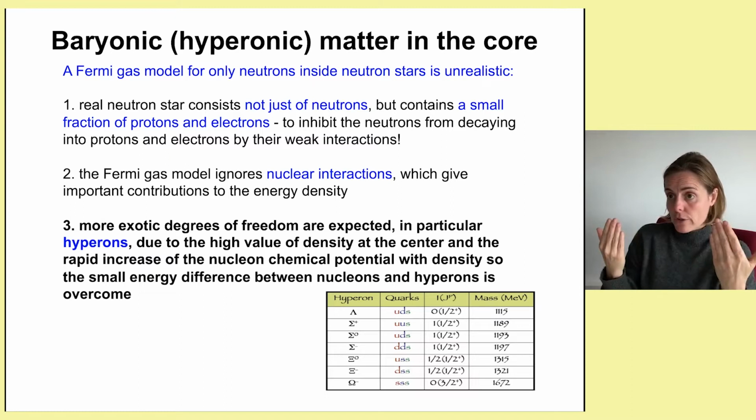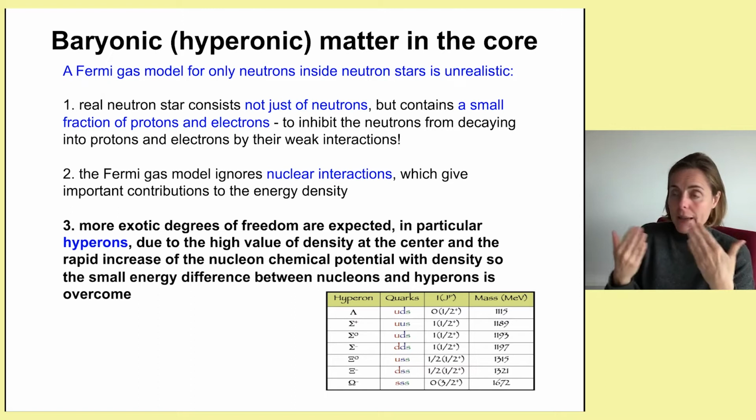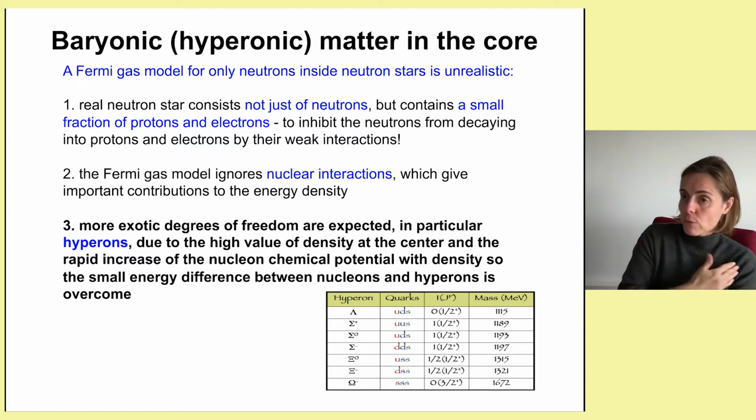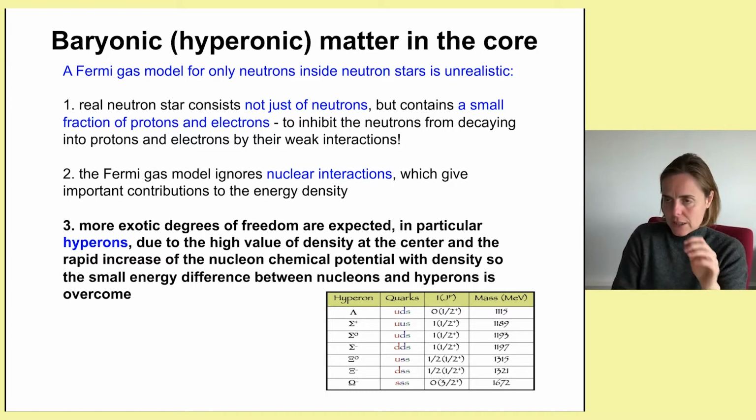So the chemical potential of the nucleons and the chemical potential of the lambdas, which at first order would be the mass, and how they compare as we increase in density, could at some point make it more favorable to have one or the other under the conditions of neutron stars. Let's look into it in more detail.